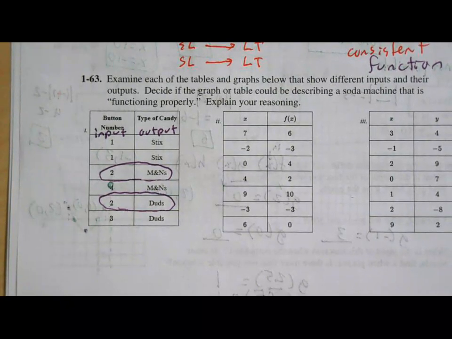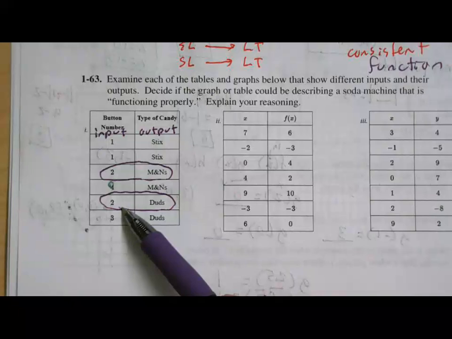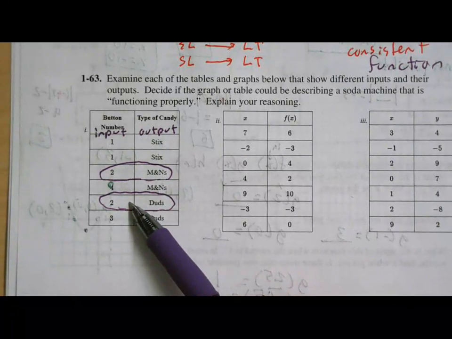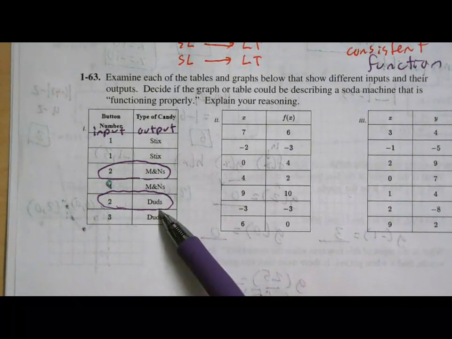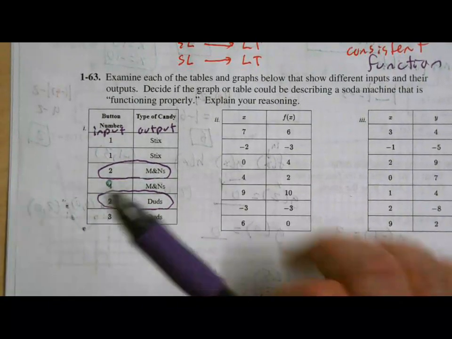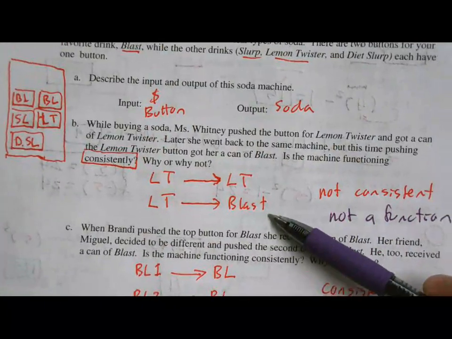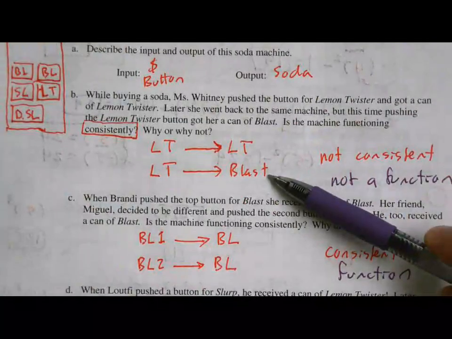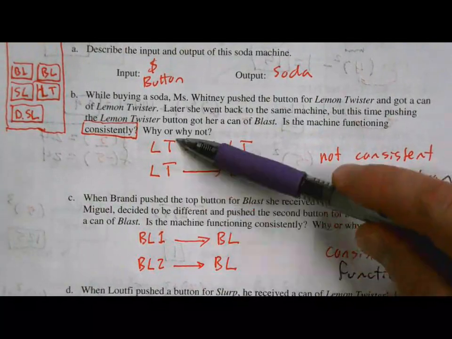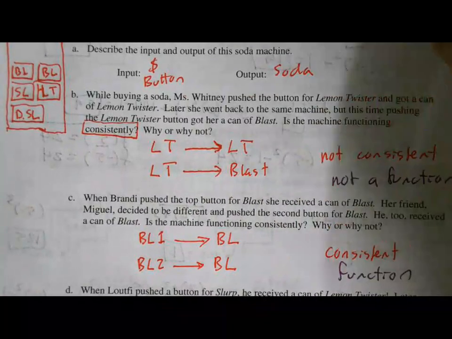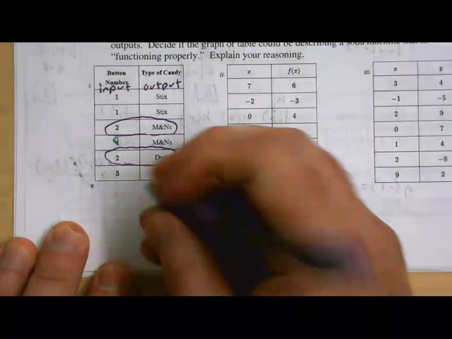We've got a situation where we're giving the same input, but we're getting two different outputs. Same input, two different outputs. Do you see how that's very similar to what happened up here in our first situation? We had the same input, but we were getting two different outputs. That's what makes this not a function.